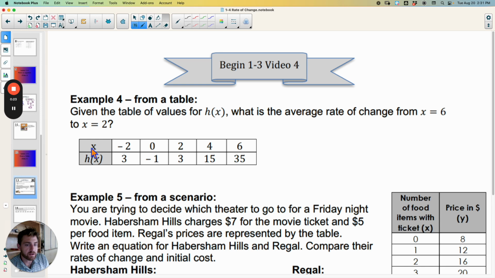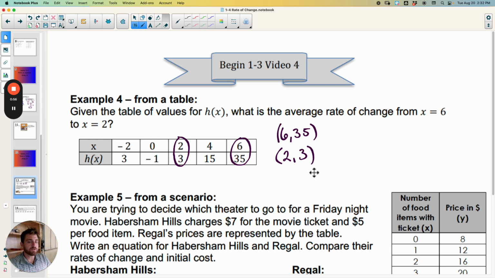So notice here is the x row right here. So when x is equal to 6 right here, the value of y is actually 35. So my first ordered pair is actually 6, 35. And for my second one, it also wants to know where x is equal to 2. So looking on here, it looks like this is 2, where x is 2, and the output, or h of x, is equal to 3. So my second ordered pair is 2, 3.